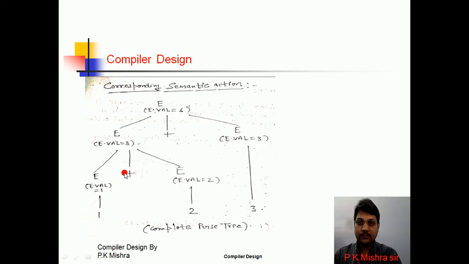This is called the complete parse tree. And semantic action means these values of the nodes. What is the value of this node? What is the value of this node? This value is called the semantic action, and this is called a complete parse tree.